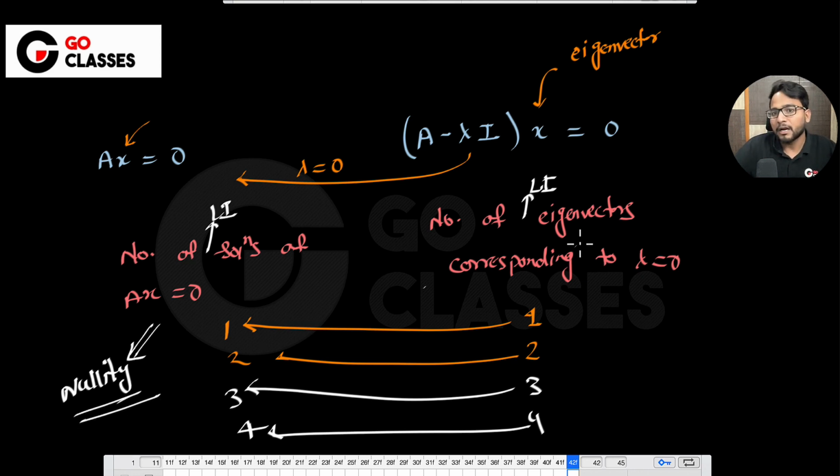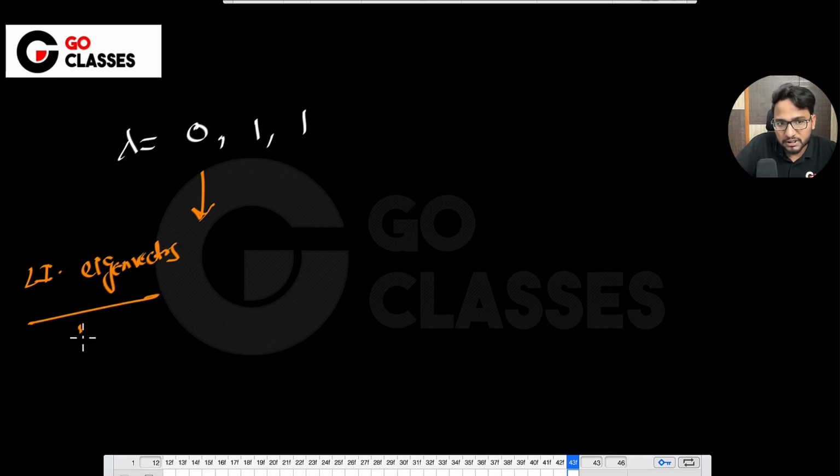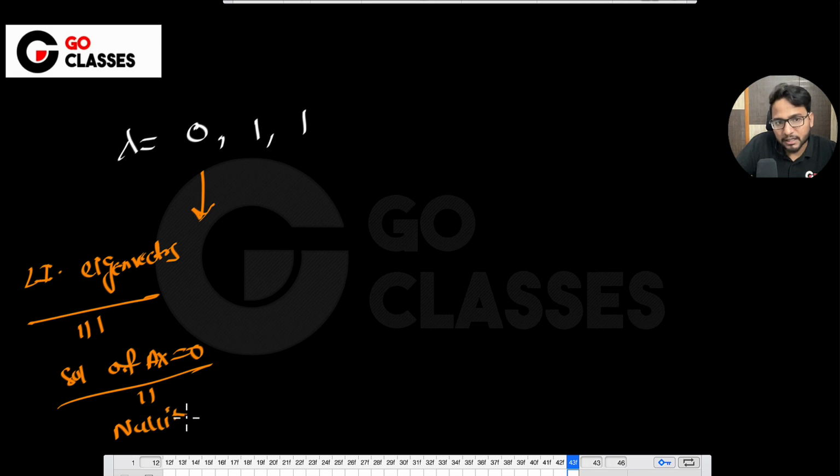So I can say that the number of linearly independent eigenvectors corresponding to lambda equal to 0 is exactly equal to the nullity. And if I know the nullity, then I know the rank. Suppose lambda is repeating just one time. Then how many linearly independent eigenvectors? It is exactly the same as the solutions of Ax equal to 0, and this is the same as the nullity. So the number of linearly independent eigenvectors is the same as the nullity.